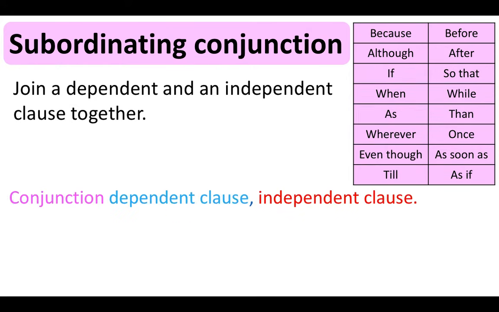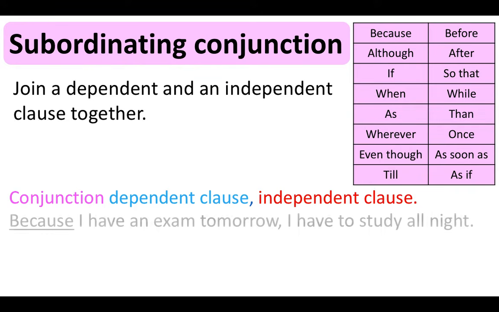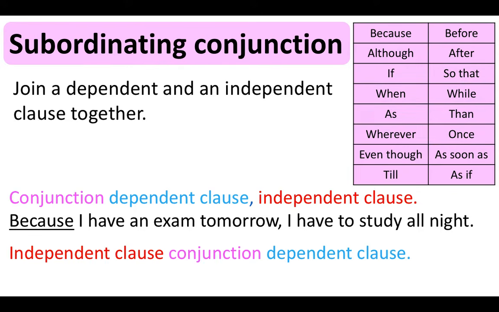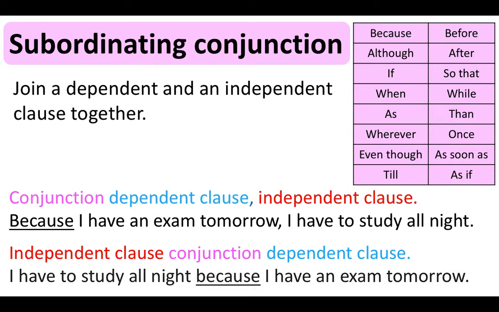If the conjunction comes at the start of the sentence, followed by the dependent and independent clause, we require a comma before the independent clause. Because I have an exam tomorrow, I have to study all night. The second rule is, when the independent clause comes at the start of the sentence, we don't require a comma. I have to study all night because I have an exam tomorrow.